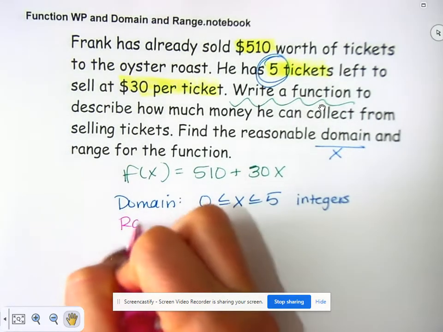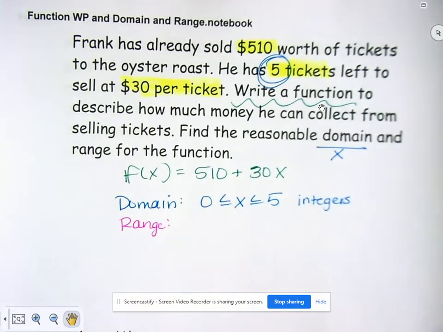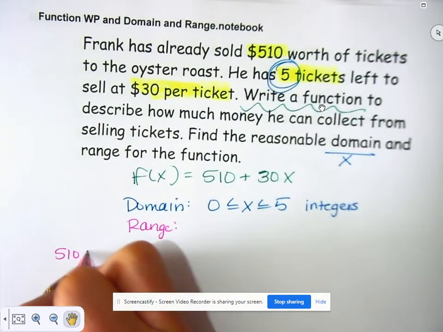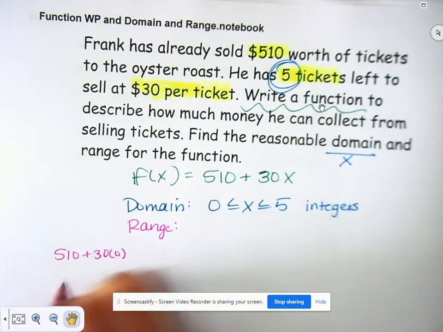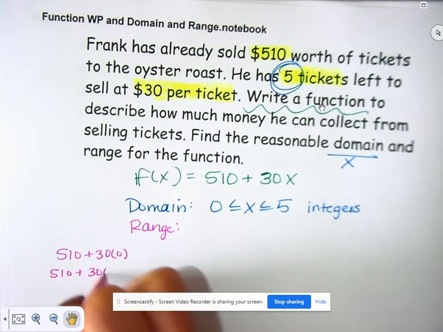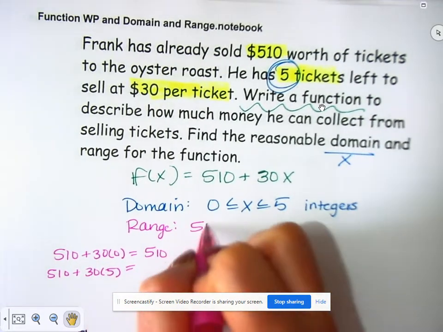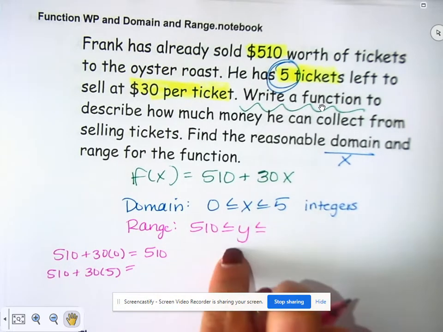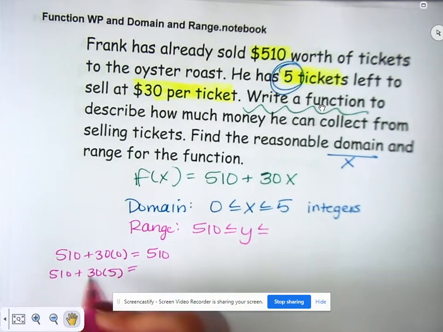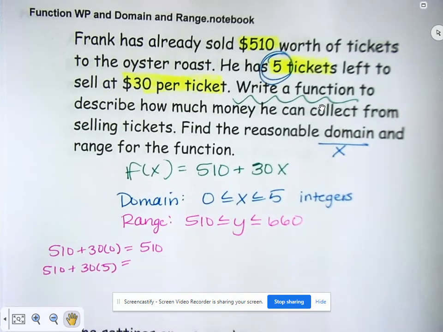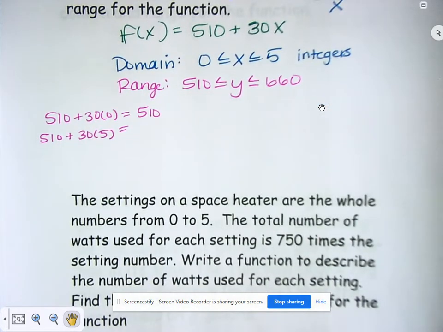All right, then for our range, you're just going to plug these in. So I'm going to do that over here real quick. We're going to plug in both of our domain numbers. So 5, 10, 30 times 0 and 5, 10, 30 times 5. That still gives me the 5, 10. So that's my first number. Range is our y's. And then if I do 5, 10 plus 150, that's going to take me to 660. So that's the possibility for our range. It can be as low as 510 if we didn't sell any, as high as 660 if we sold all 5.